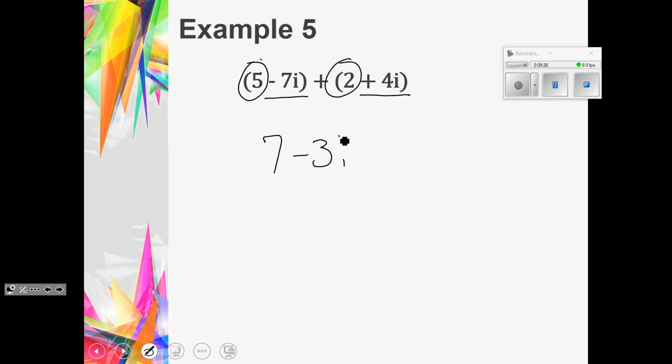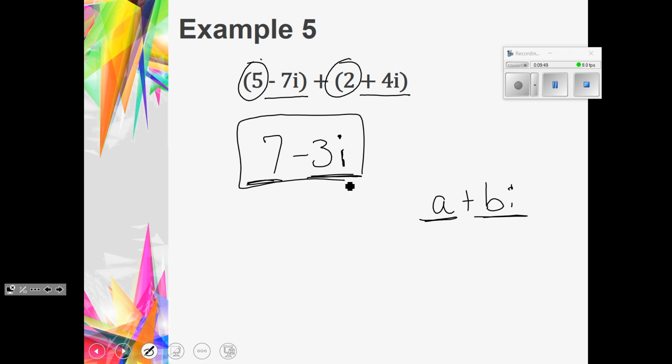Can you add those together? 7 minus 3i? No, because the 3 has an i attached to it, and the 7 is just a number in the front. That is a real number, and it is in the correct form, a plus bi. You always write your real number first, so we wrote the 7 first, and then you write your imaginary last. So there's our final answer. Okay, you just add what matches.